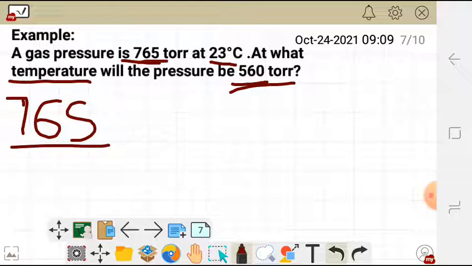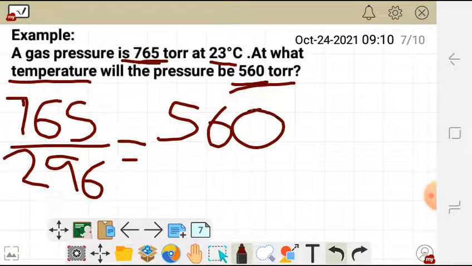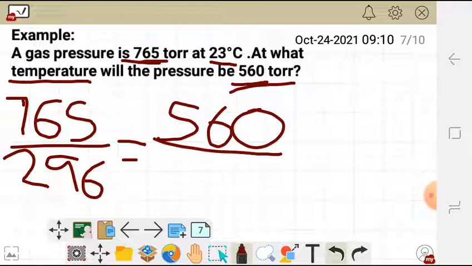Now we need to convert that to the Kelvin scale. Upon converting that 23 degrees to the Kelvin scale, it is 296 kelvins, which is equal to, now our P2 in that question is 560. So we're going to write 560 over the temperature that we're looking for.